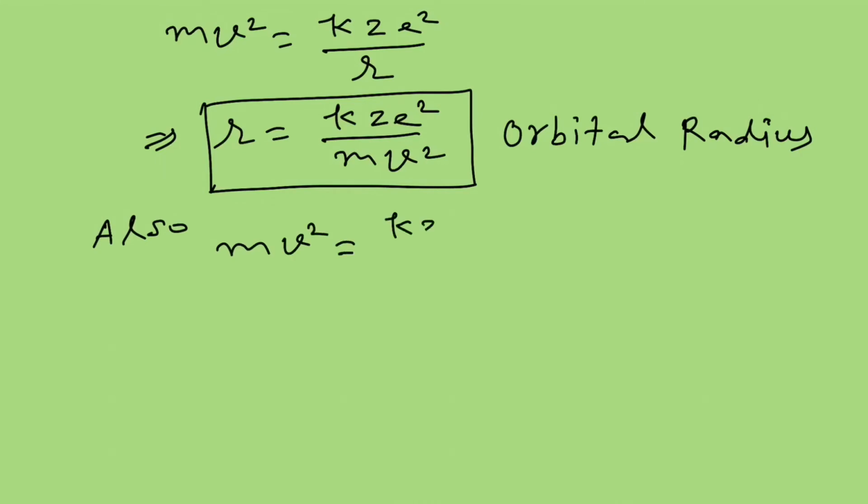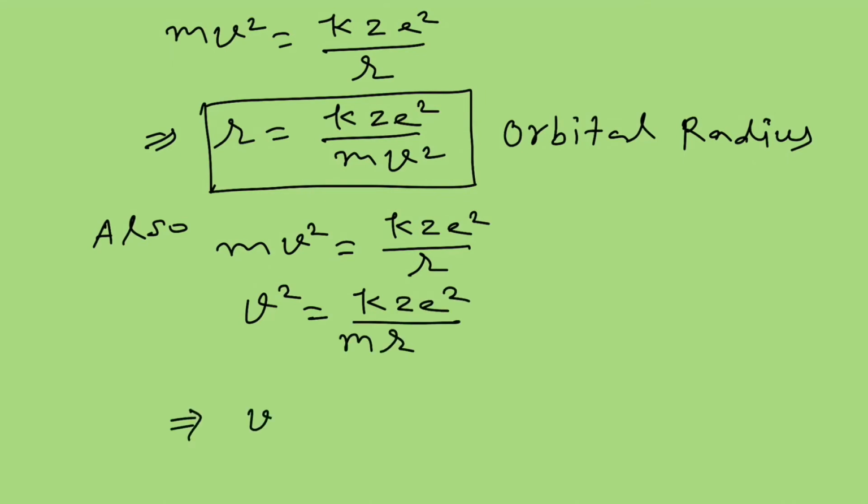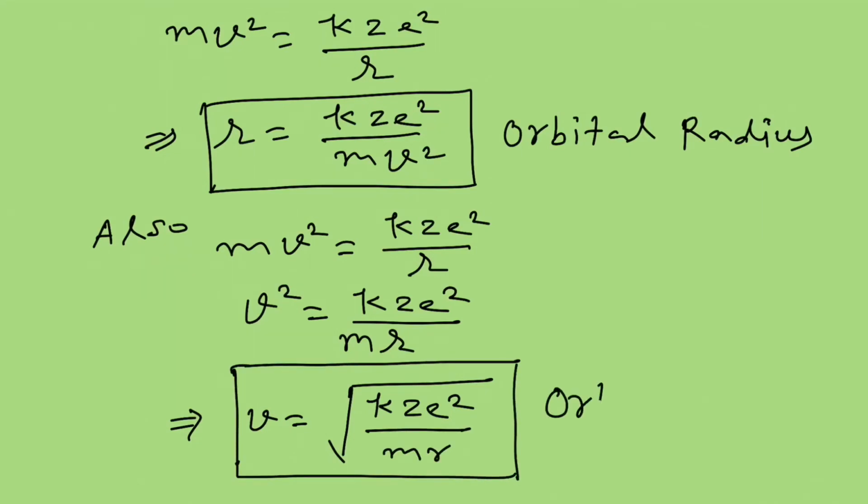Also, mv² = kZe²/r, so v² = kZe²/mr, so v = √(kZe²/mr). This is the formula for orbital velocity. In that way we could find the radius as well as the velocity. This is the formula for the orbital radius, where everything is constant except the velocity, and this is the formula for velocity. So the radius is given by r = kZe²/mv², and v is given by v = √(kZe²/mr).